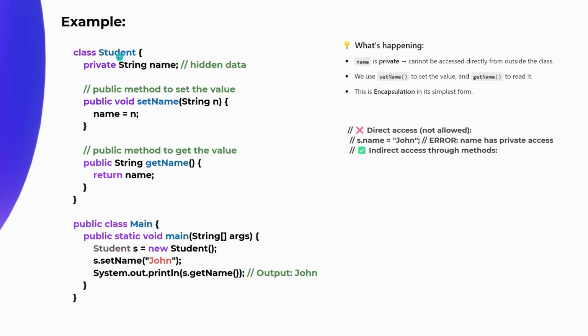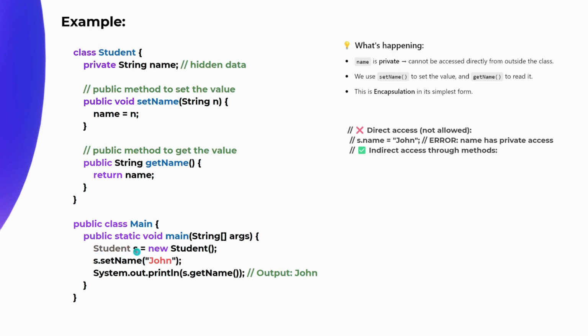Create an object for this Student class. Student s equals new Student. Now set the value of this string n. For that, take this object, call this method setName and put the value that you want to give. Suppose I have given John here. Now I want to print this John. So I can call this getName method that will help me to print the name, that is John.